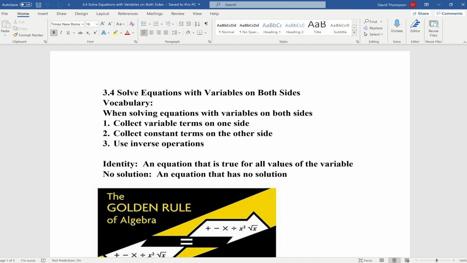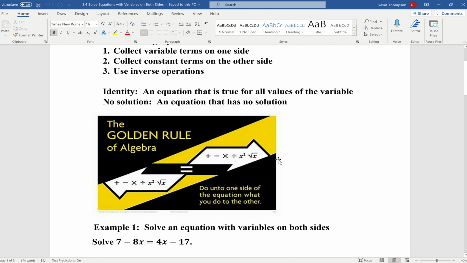Remember, an identity is an equation that is true for all values of the variable. And an equation has no solution when it is an equation that has no solution. We'll talk about some examples like that. And just keep in mind the golden rule of algebra says do unto one side of the equation what you do to the other.